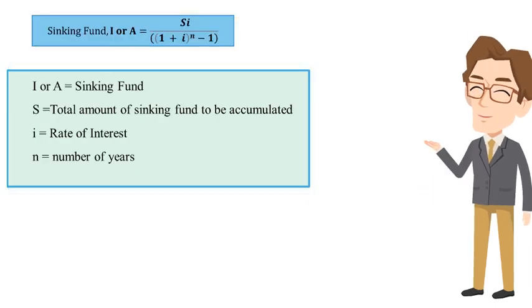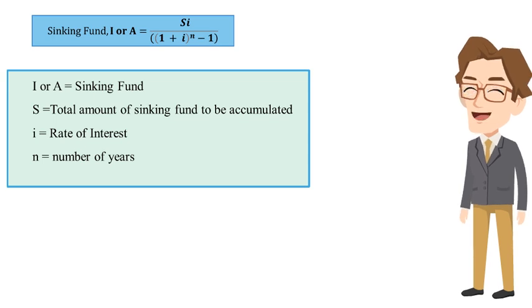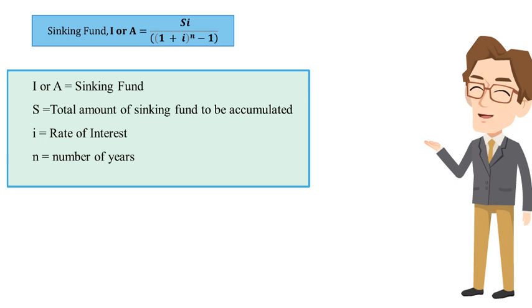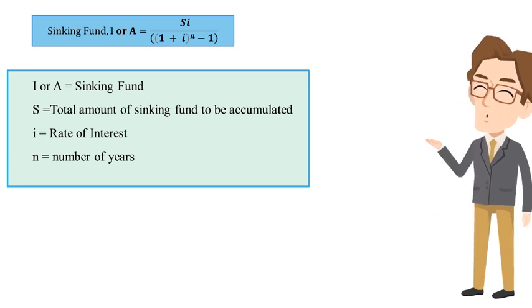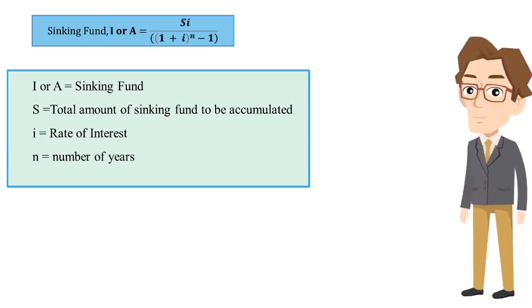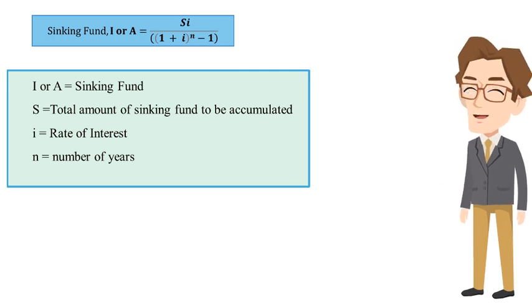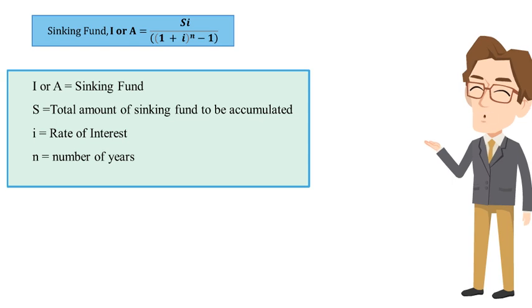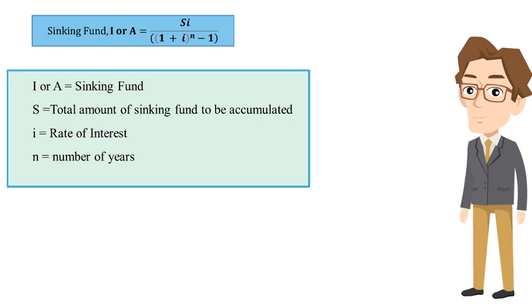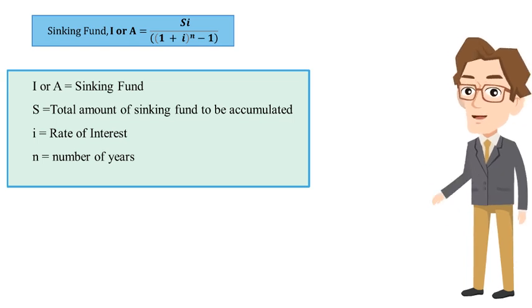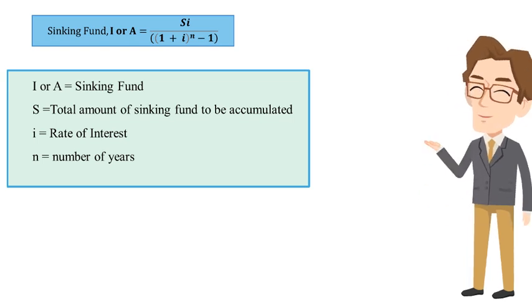The formula for the sinking fund is given by sinking fund I or A equals S multiplied by i divided by (1 + i) to the power n minus 1, where I or A represents the sinking fund, which is the amount of money that we set aside periodically. S is the total amount of sinking fund to be accumulated. This is the total value we want to reach at the end of the period.